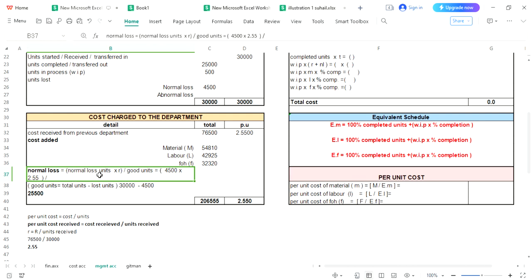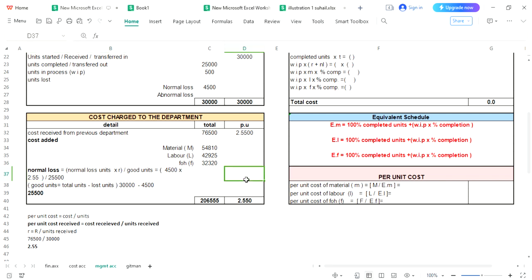Please read it again. Normal loss units 4,500 multiplied by small r. This was your small r, 2.55. You have already put it, and you now need to divide by the good units. Here you have calculated good units. You can see over here 25,500. You just need to put 25,500 over here. So this is your mathematical statement completed and you are going to get your answer over here.